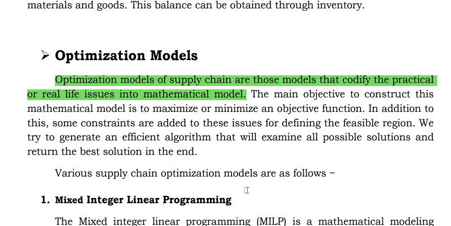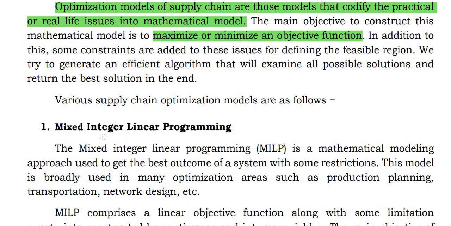So the main objective of constructing this mathematical model is to maximize or minimize an objective function. In addition to this, some constraints are added to these issues for defining the feasible region. We can try to generate an efficient algorithm that examines all possible solutions and returns the best solution in the end. So what are these supply chain optimization models?